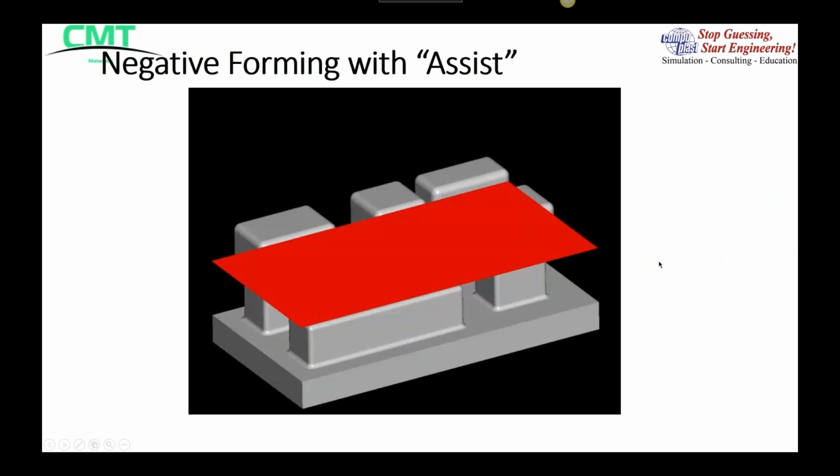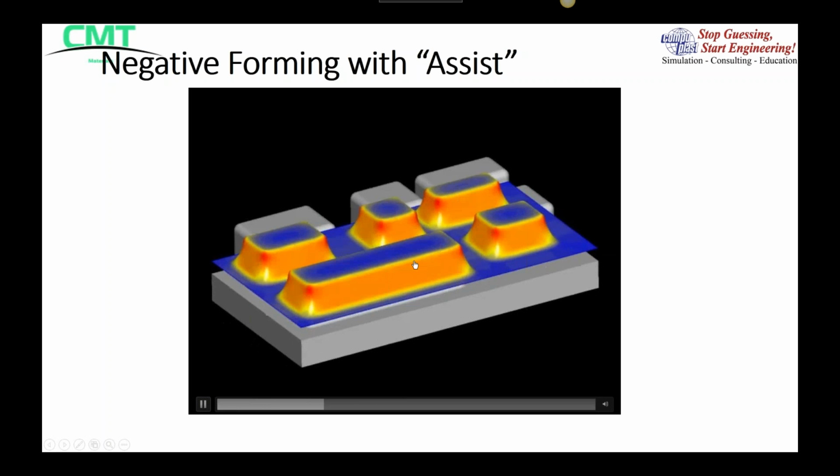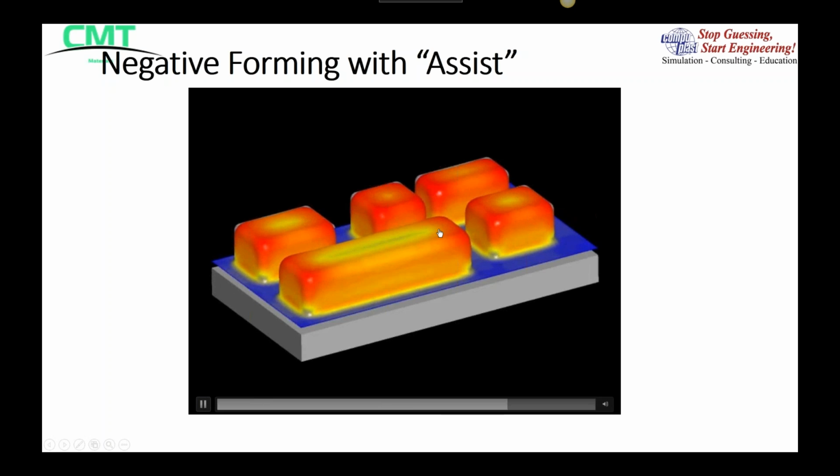Now here is negative forming with an assist. Once again, the sheet is given top graphic priority, so you see it here as being above everything, but in fact, the actual cavities of the tool are above the sheet, and we have an assist below the sheet. You'll see when I start playing the animation, the assist pushes the material up into the cavities, then the vacuum comes on and pulls the material up against the cavity surface to complete the forming.